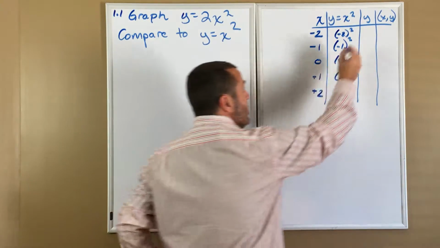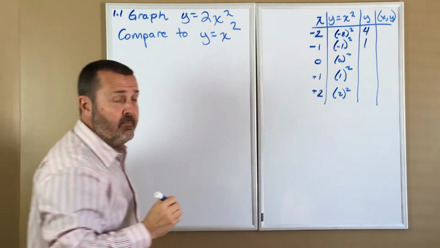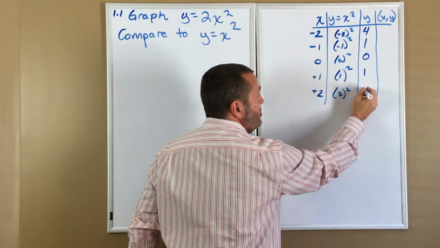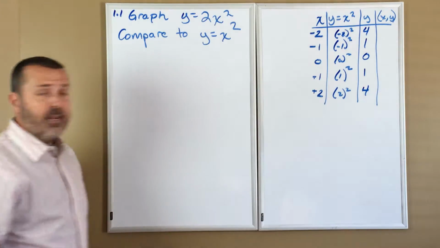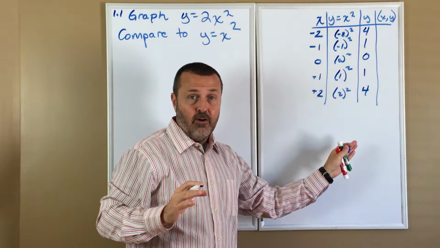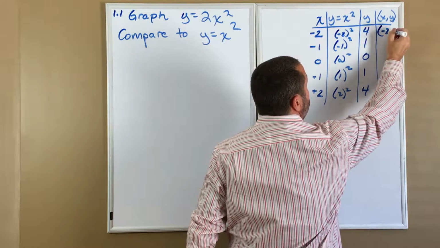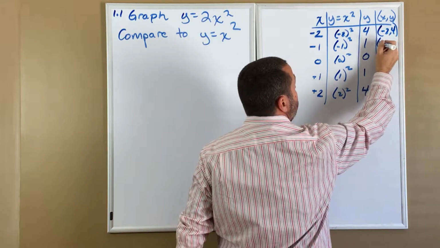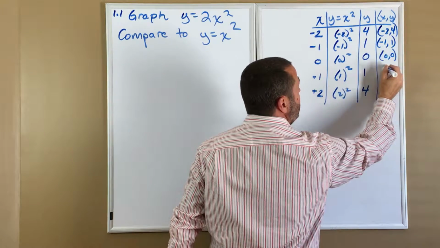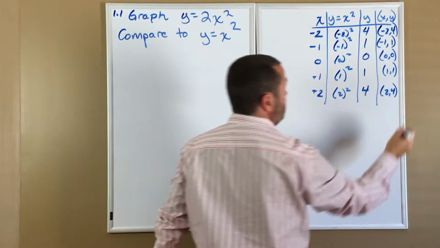-2 times -2 gives us a +4. -1 squared gives us a +1. 0 squared is 0. 1 squared is 1. 2 squared is 4. Now, we got to choose the x values. We determined our y values. And now we have ordered pairs: -2, 4, -1, 1, 0, 0, 1, 1, and 2, 4.